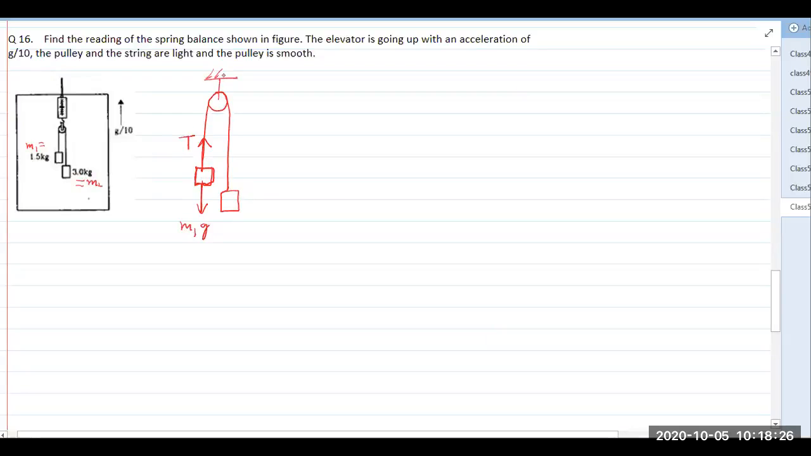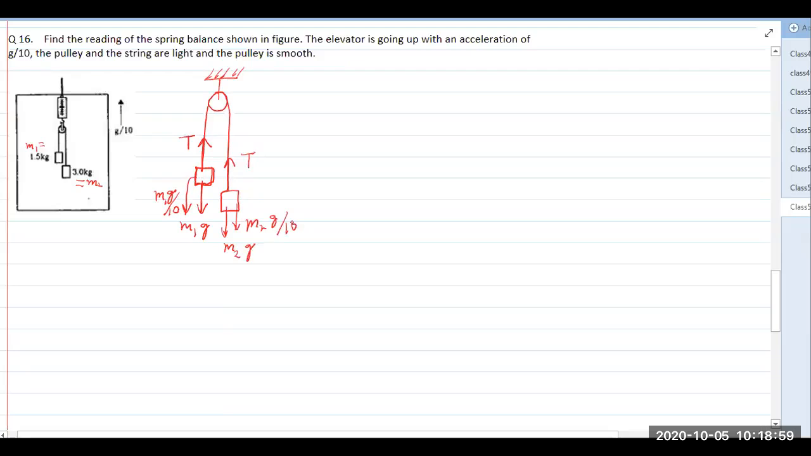Now the whole lift is accelerated up, so the pseudo force will act downward, suppose m1g by 10. So m1g is the downward gravitational force and m1g by 10 is the pseudo force. Now on the second object, tension upward, m2g downward, and m2g by 10 is the pseudo force. So these are the forces acting.